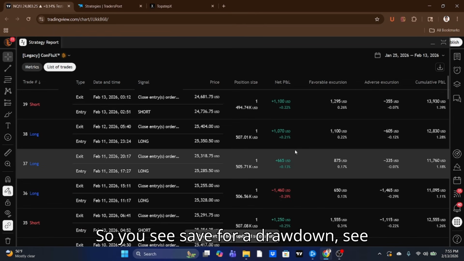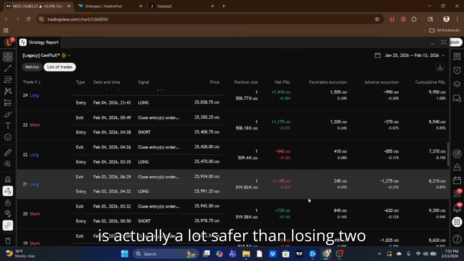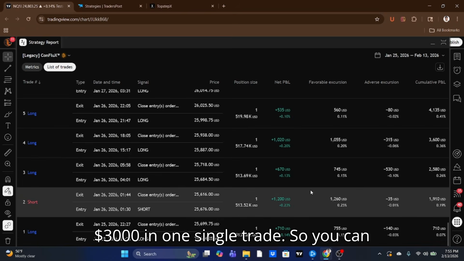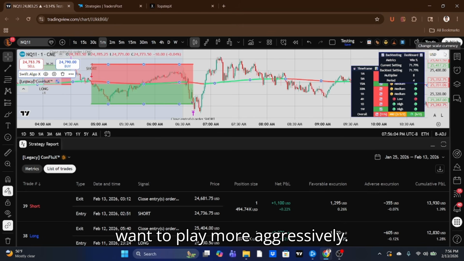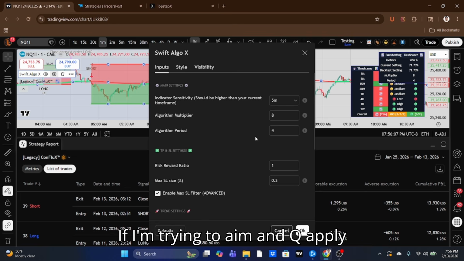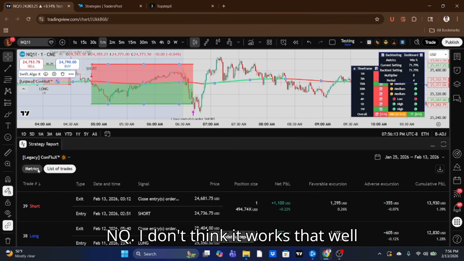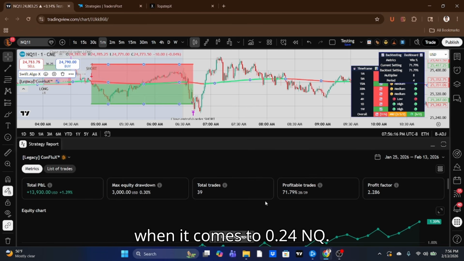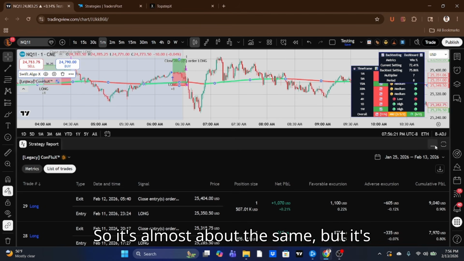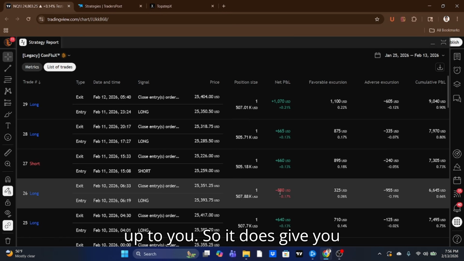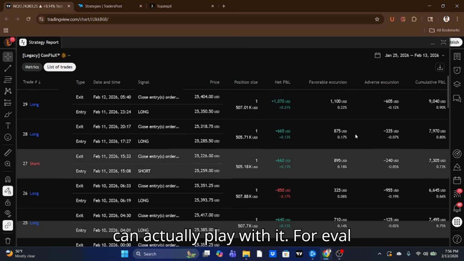So you see safer drawdown. See, 1.4K, not bad. 600. So this is a lot safer than losing $2,000 to $3,000 in one single trade. So you can always do one contract of NQ if you want to play more aggressively. If I'm trading MNQ, probably 0.2. I think 0.3 works best for NQ. I don't think it works that well when it comes to 0.2 for NQ. So it's almost about the same, but it's up to you. It does give you even lower drawdown, which is really awesome. So you can actually play with it.